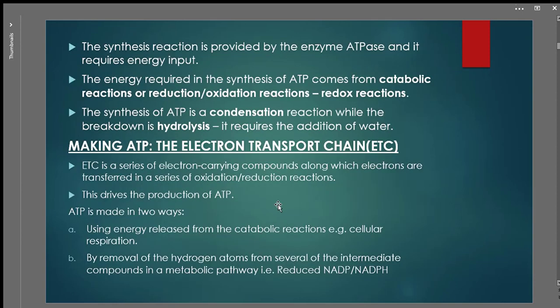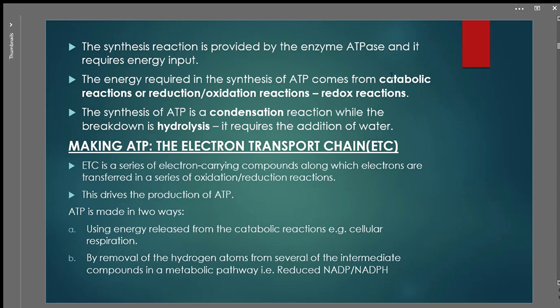Now, in my next slide, it's just a continuation of what we did. We have already explained that the synthesis reaction is provided by the enzyme ATPase and it requires an energy input, while the breakdown is a catabolic reaction, and in that case it releases energy. It does not require an energy input. Now, the energy that is required to synthesize ATP comes from what we refer to as catabolic reactions or reduction oxidation reactions, what we refer to as redox reactions.